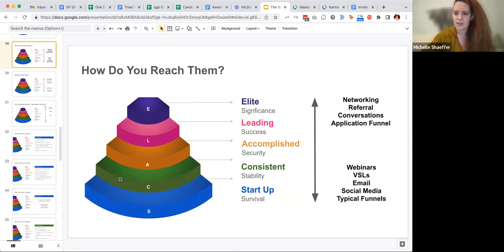And let me focus on the slide I'm on. So if you're targeting the lower levels, typical funnels will work. You can get these people from social media. You can get them with email marketing. You can get them with VSLs and webinars. Those will sell very effectively to these lower levels. But as you move up, you've got to start looking at things like an application funnel, looking at referrals, networking. These are the things that will sell better.